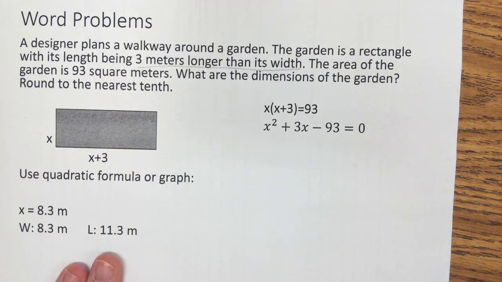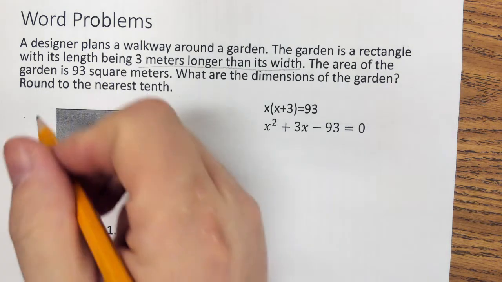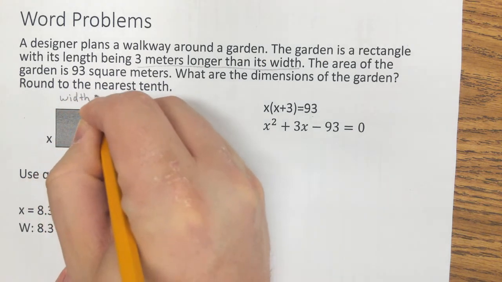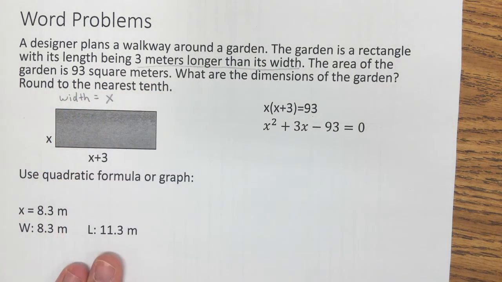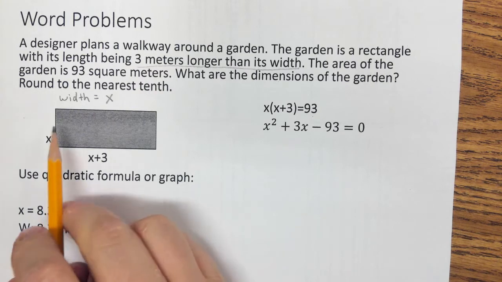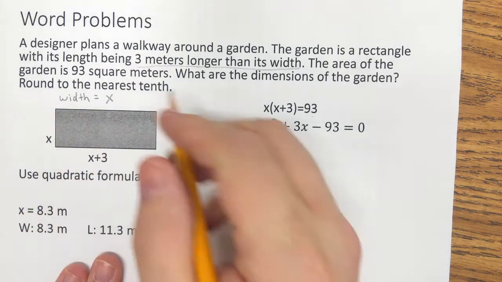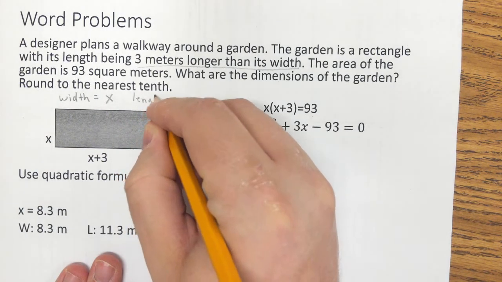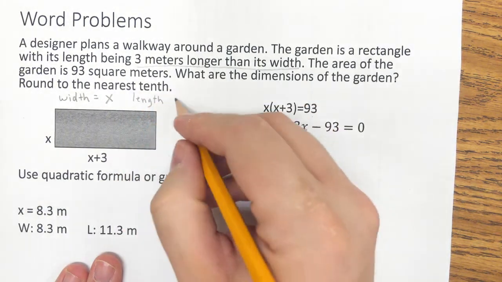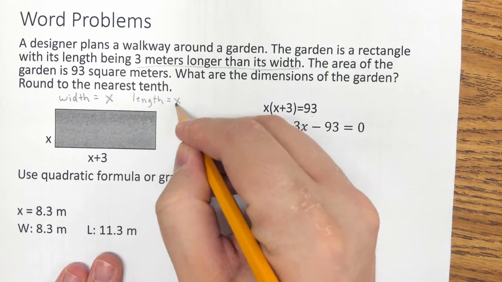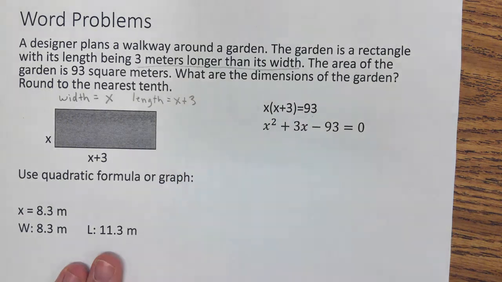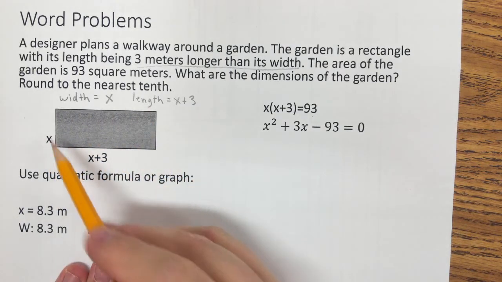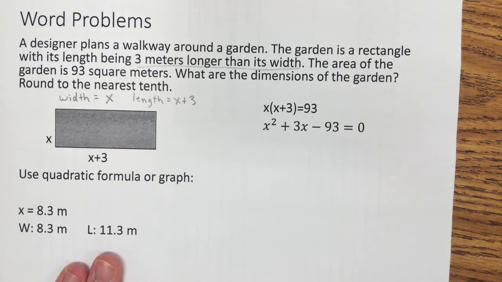So I need to assign a variable. And I'm going to say that my width is equal to x. And then I know that my length is 3 meters longer than that. So I know that that's x plus 3. It might help you to draw a picture so that we can lay out our variables on there and help us think about it.